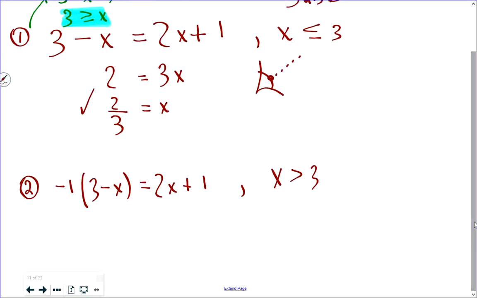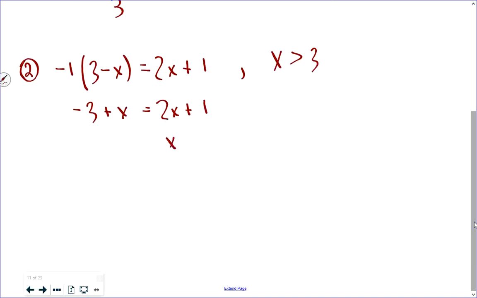Solve the second equation by multiplying this negative 1 through first. Let's see, subtract x from both sides. You're left with x equals, subtract 1 from both sides, negative 4. Take a quick peek. This is your eyeball. Is negative 4 a number that's greater than 3? No. It's not a solution. It's called an extraneous solution.